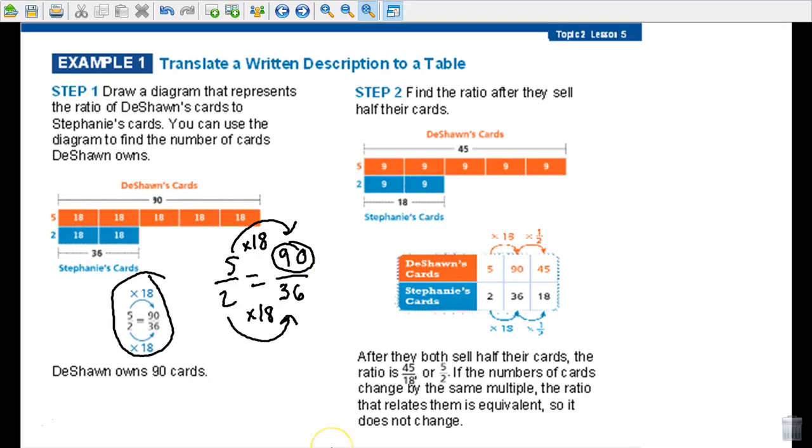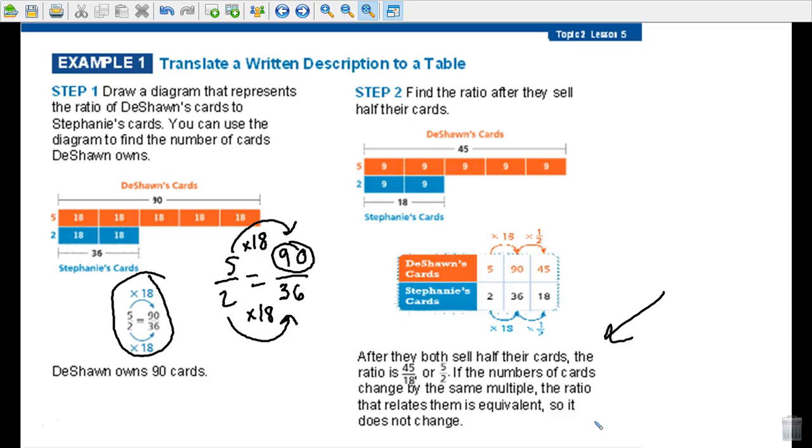So those are the two ways that you can solve how many cards Deshaun has, and then you can work it out from there. And they tell you right here, after they sell their cards, the ratio is 45 over 18, or simplified 5 over 2, where it will not change as long as the ratio is equivalent and you can use proportional reasoning. All right?